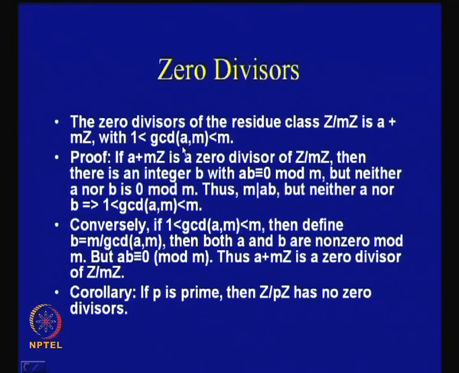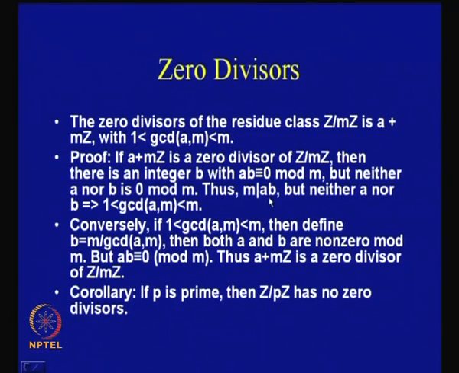And the proof is very simple. It says that if a plus MZ is a zero divisor of Z/MZ, then there is an integer b. This follows straight from the definition, such that ab is congruent to 0 modulo m, but neither a nor b is 0 modulo m.